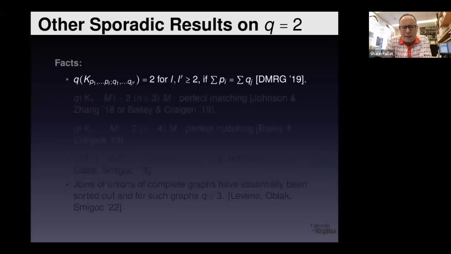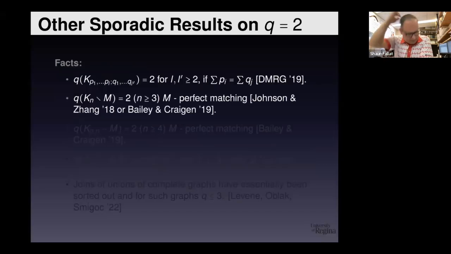Okay, some other sporadic results. If you take a complete multipartite graph, you can detect when such a graph has Q equal to 2, and basically it's about lining up the parts in terms of size. There's a little more to it than what we did in that 2019 article, but I'm just writing this down.